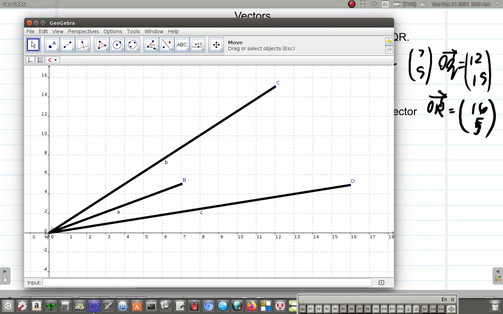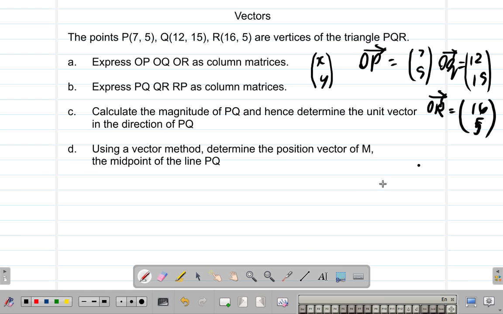So you have OP 7, 5, which means you go 7 in the x direction, 5 in the y direction. OQ is 12, 15, so it's 12 in the x direction and 15 upwards in the y direction. OR is 16, 5: 16 in the x direction and 5 in the y direction, because it's in the form x, y like this.